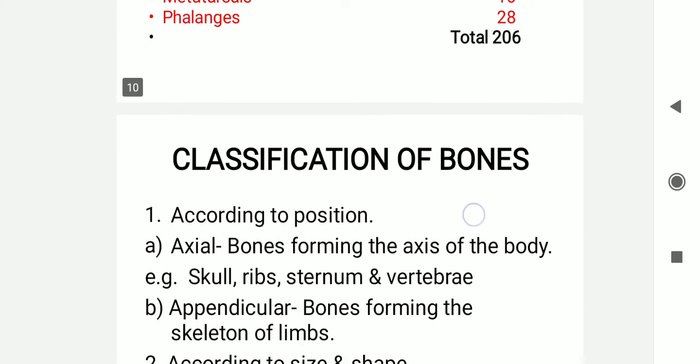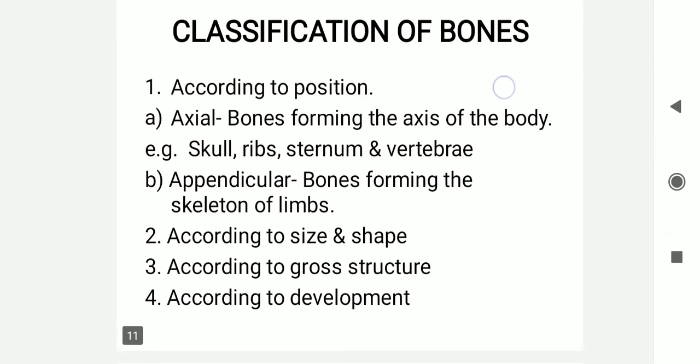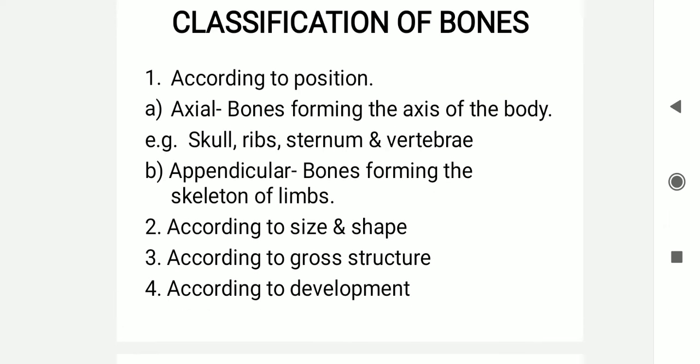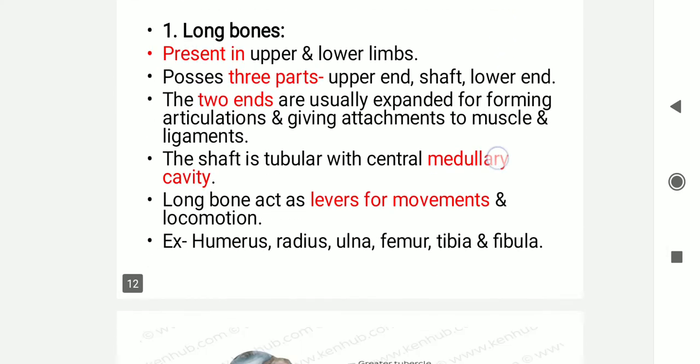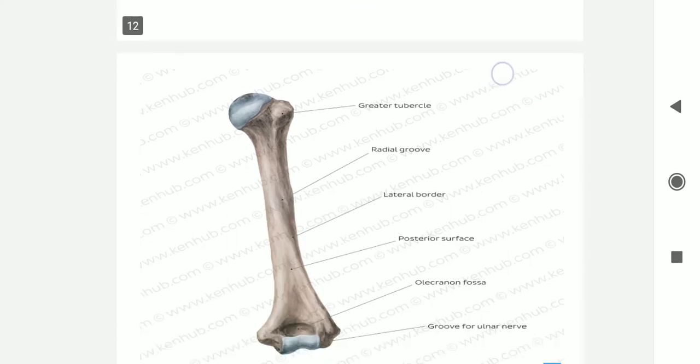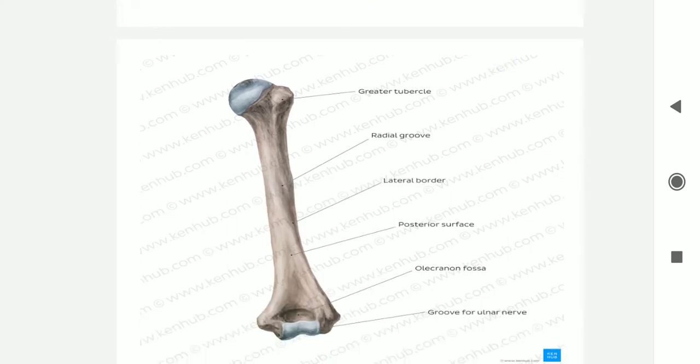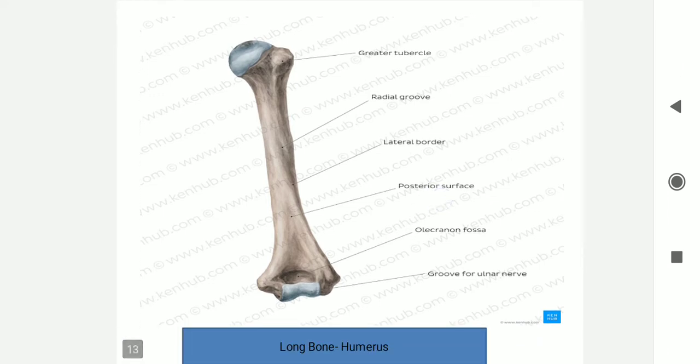Second one is according to size and shape, it means according to length and how its shape is. So by this way there are numerous types that we will discuss in detail. According to size and shape, first, long bone. It is present in the upper and lower limbs. It possesses 3 parts: upper end and lower end, 2 expanded ends, as well as the shaft.